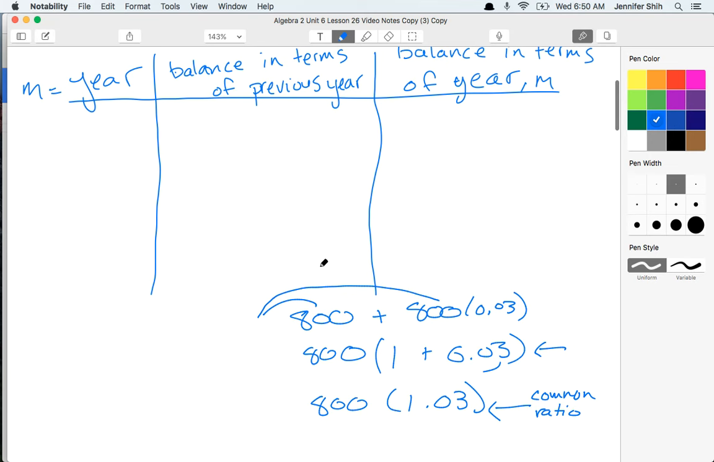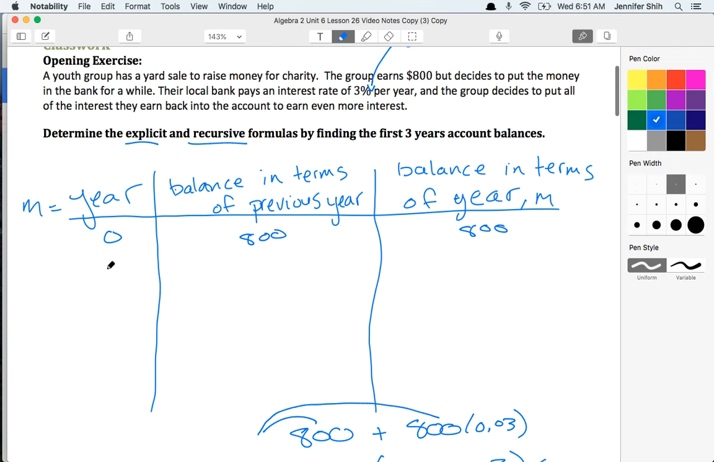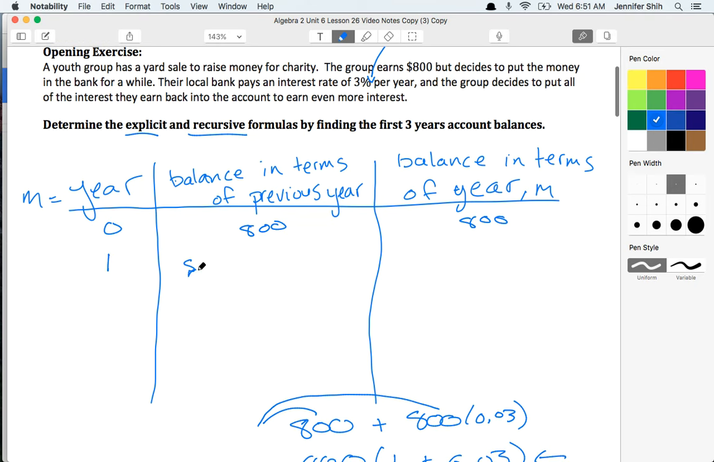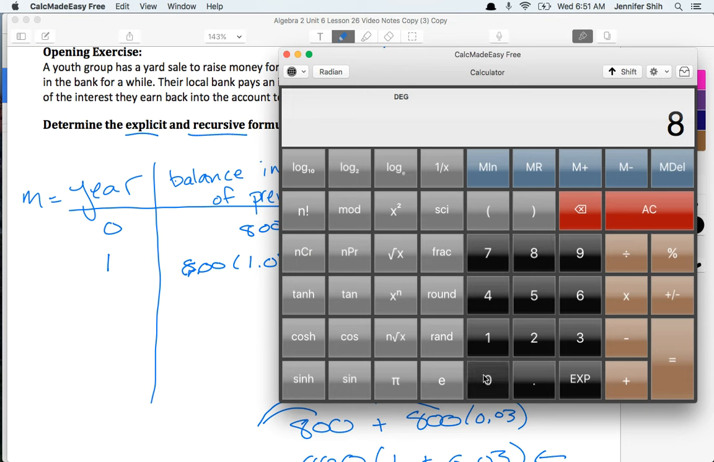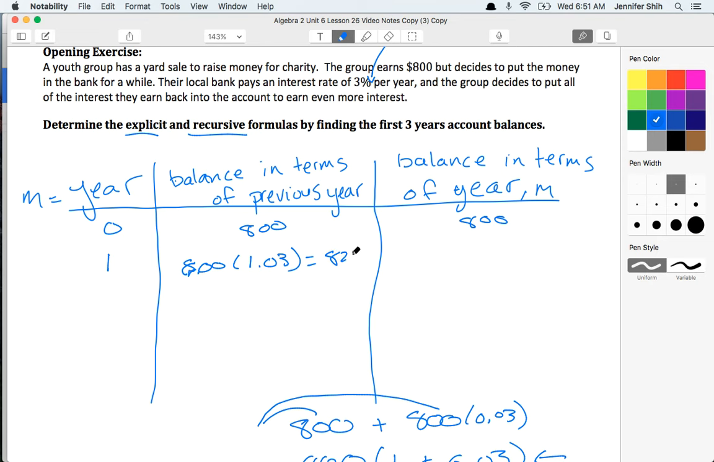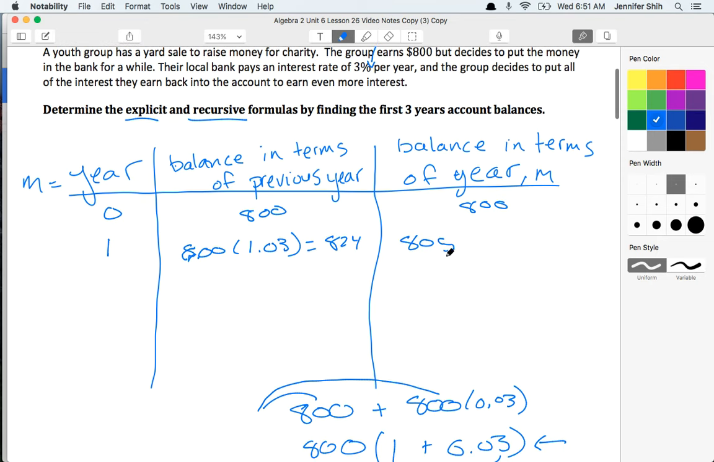Let's calculate the first 3 years with 3% interest. You're going to write down this whole table. At year 0, we have $800. At year 1, we're going to have $800 times 1.03, all of our money back, and then 3% of that. 800 times 1.03 is 824. So we start with $800, we multiply it by our common ratio, and we get 824.